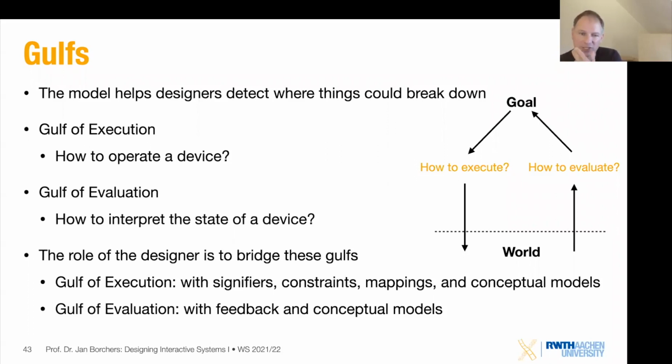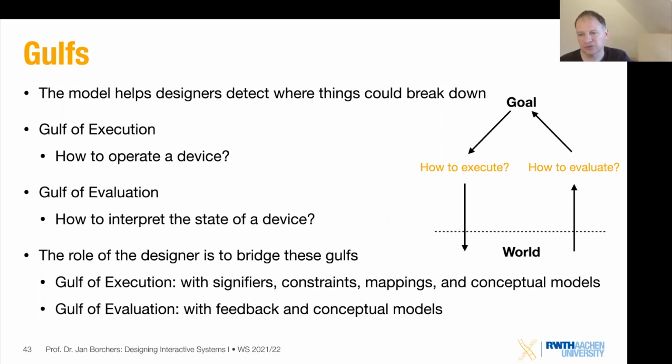The gulf of evaluation, on the other hand, is something that will rely on good feedback of the system and also good conceptual models, just like the gulf of execution. In both cases, conceptual models influence the whole cycle of these seven stages.